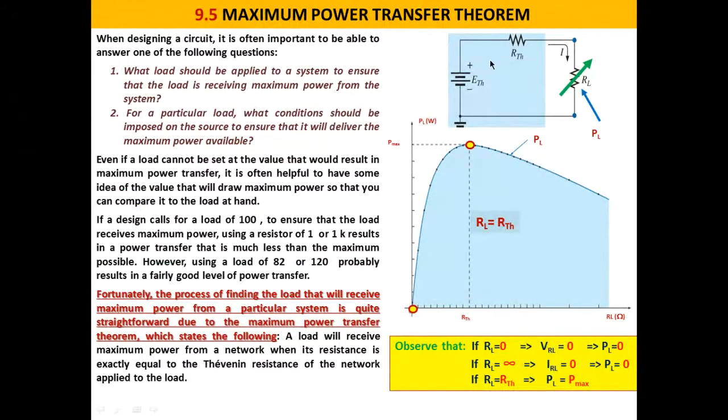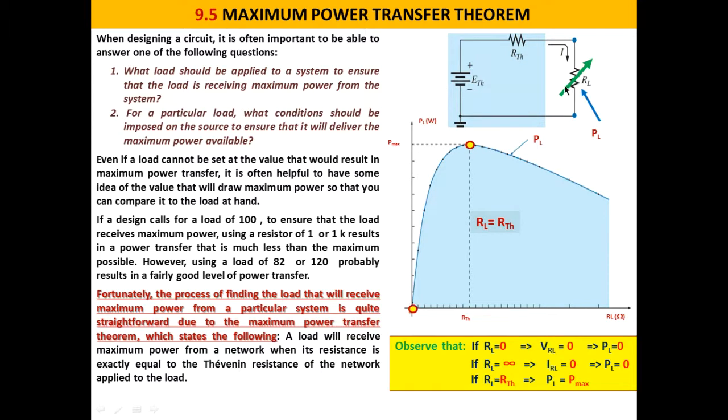Let's consider that we have a complex circuit that we have reduced to a Thevenin equivalent circuit. And now we have a resistor RL, a load, which is connected to this circuit. We are interested to see what will be the effect of changing RL on the power that will be absorbed by RL, because we want to know how much power we can extract from this network, and we want to see what maximum power we can extract from this network.